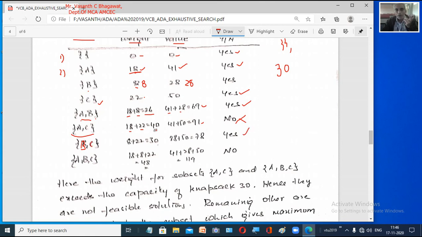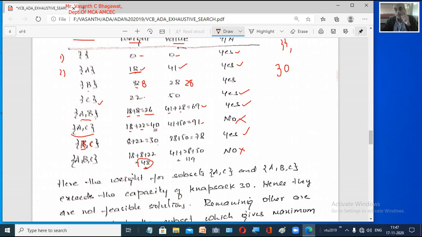Now if you select all the three items, you have only three items. When you find the total weight of all three items comes to be 48, and you know that 48 is greater than the capacity of this knapsack, you cannot even select all the items, right? So now this is the table which we have written.